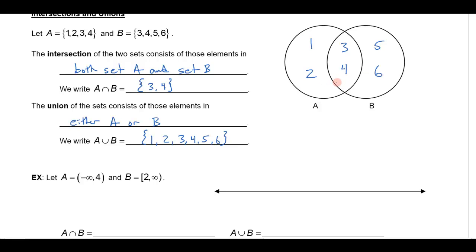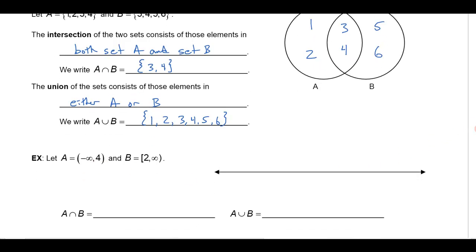In algebra, most of the sets have an infinite number of elements. So here's an example where I have a set A that's an interval of numbers from minus infinity to 4. And B is another set that goes from 2 to infinity. So let's put 2 on here. And let's put 4 on here, and A is the set of all the numbers to the left of 4.